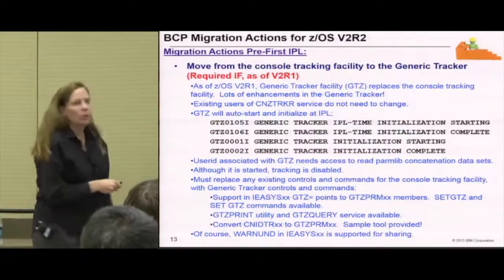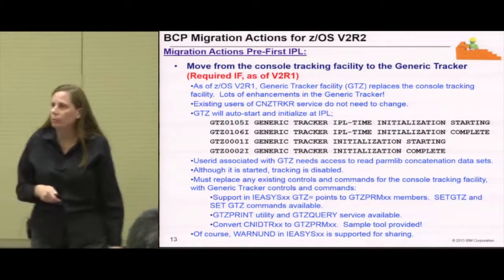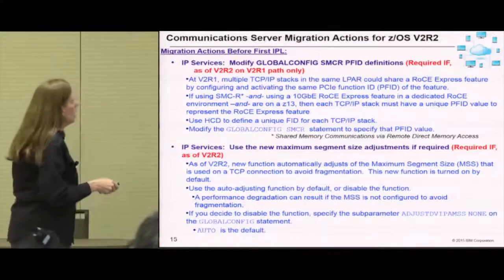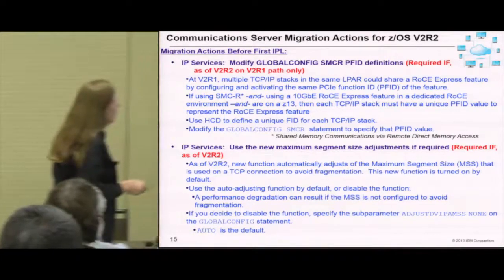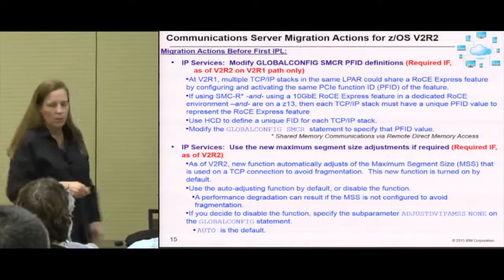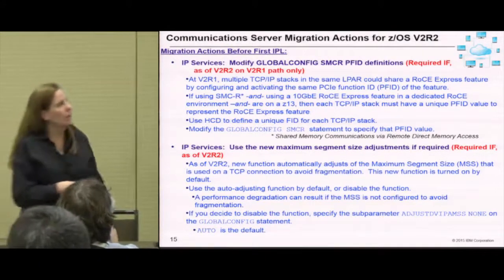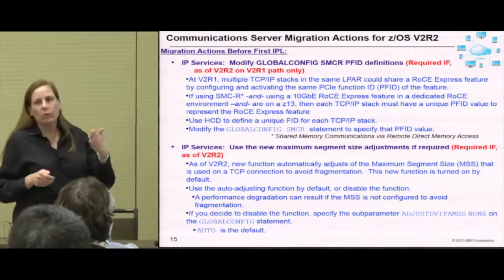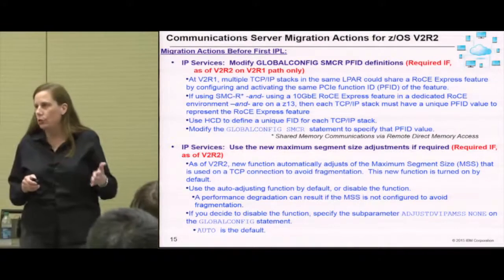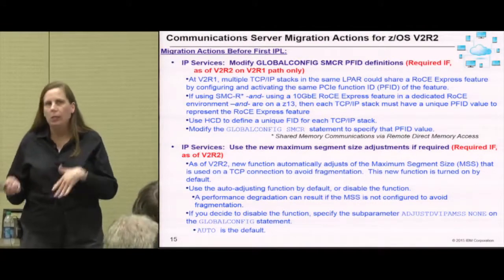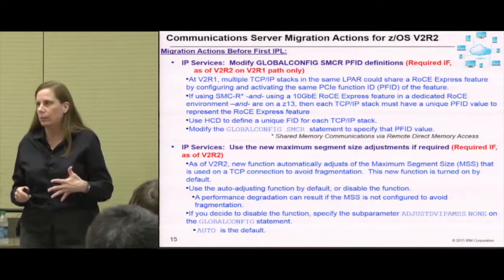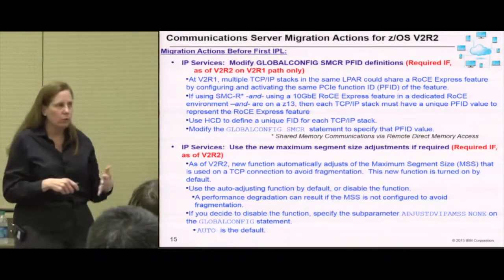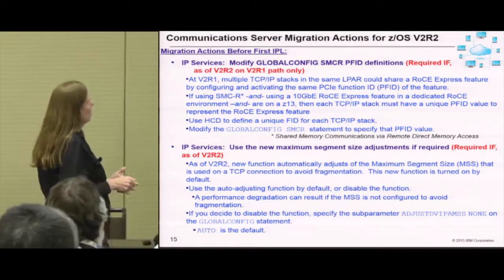Okay, Comm Server. Anybody have questions about BCP before I move on to Comm Server? Okay, so Comm Server, we have a very specific migration action here, but I'll put it here because it uses a high level of function that we've been talking about for a while. This is only if you're on the 2.1 to 2.2 path. If you're on the 1.13 to 2.2 path, this is not applicable to you. There are a lot of conditions on this migration action.